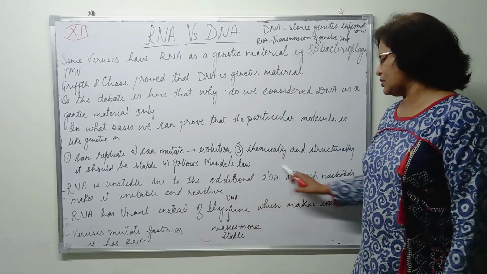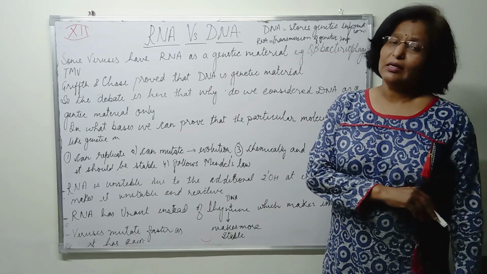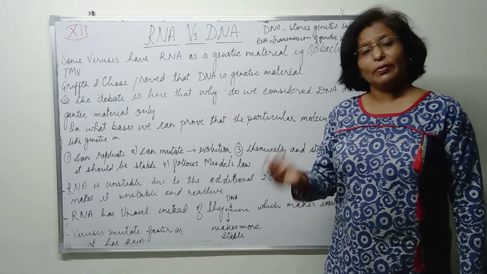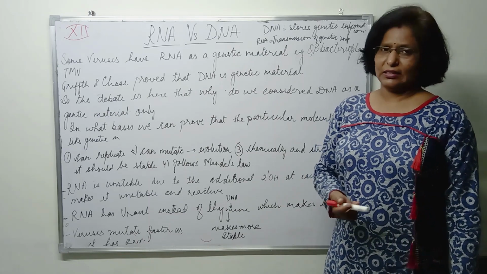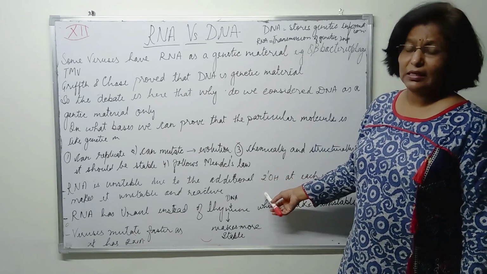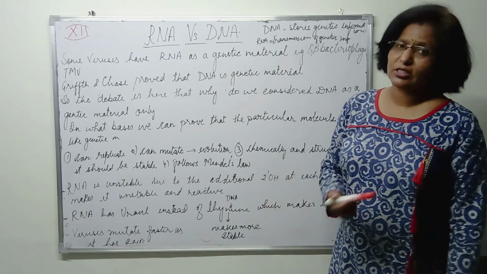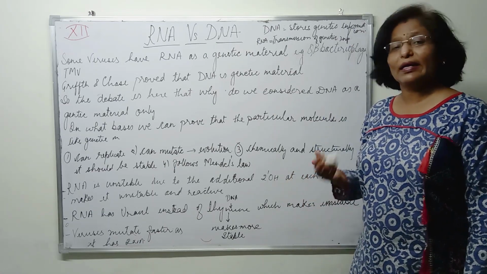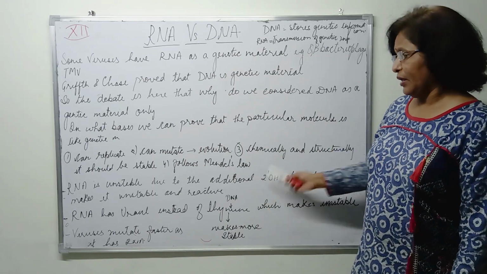Due to the presence of this additional OH group at the 2' position, RNA becomes unstable and reactive, or we can say that it acts as a catalyst. When it is reactive, it means it changes its structure, chemically it also changes its structure. That's why it becomes reactive and participates in the metabolic activities.